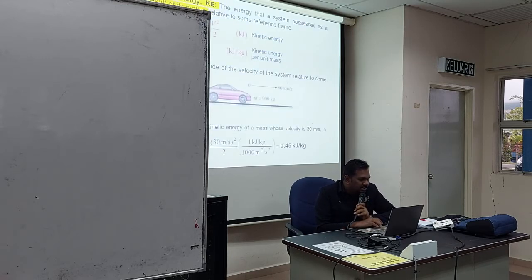So kinetic energy, the energy that the system possesses as a result of its motion. So apa-apa yang bergerak dia hasilkan kinetic energy. Okay, so yang ni macam tadi lah. So KE adalah mv square over 2. So per unit mass jadi V square over 2. Okay, so boleh tengok example ni.